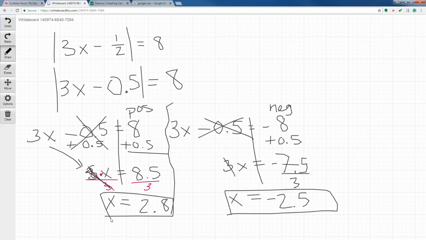So 2.8 and -2.5. Okay, glad we're getting there.